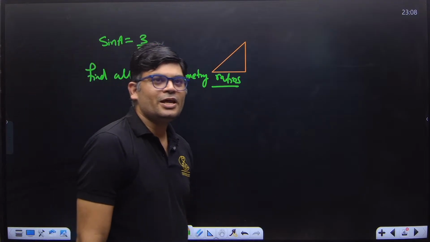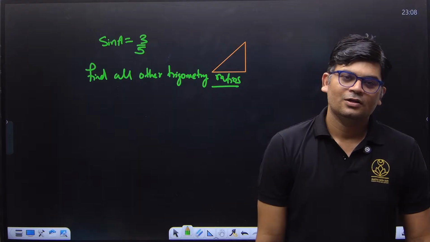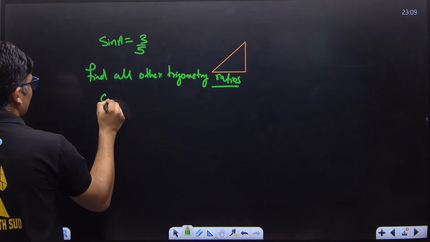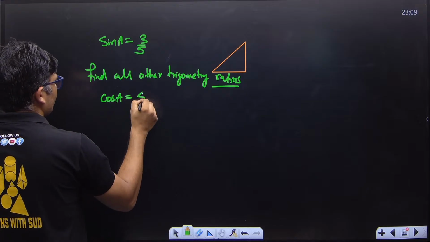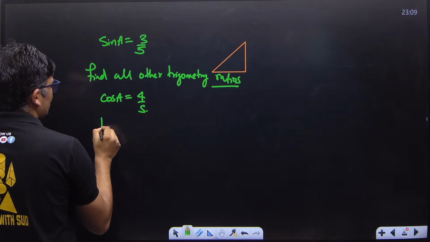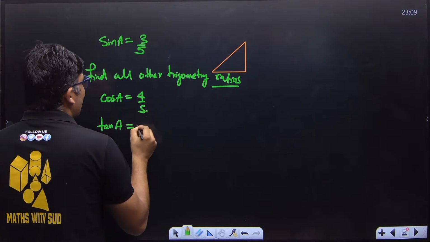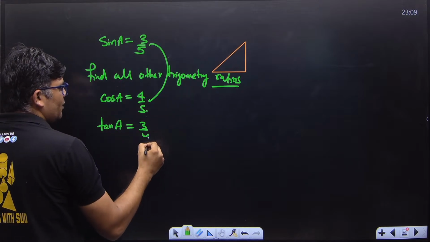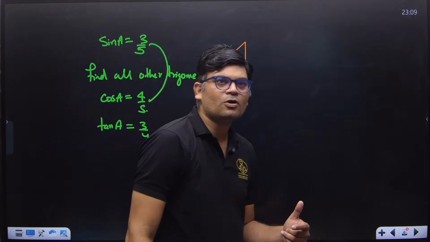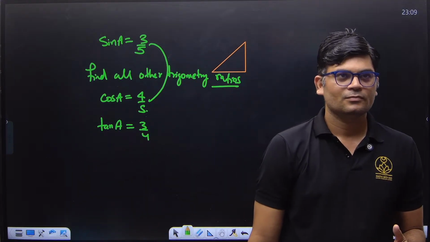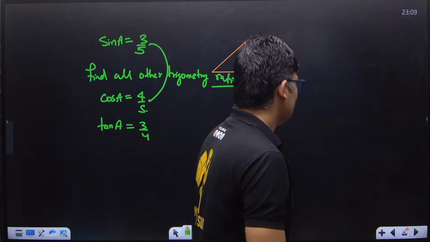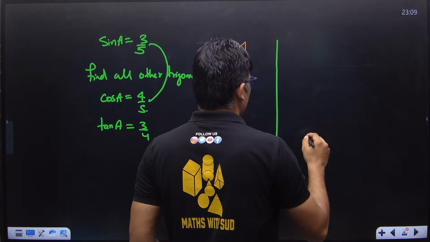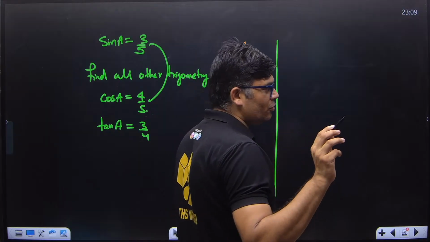So you can easily say if it is 3, 5, then the third side is 4. So you can say that cos A is equal to 4 upon 5, then tan A. So tan A means you can divide sine upon cos, so it is going to be 3 by 4. Do you know that tan is sine upon cos as well? No? Okay, so you must know this as well. And let me show you.